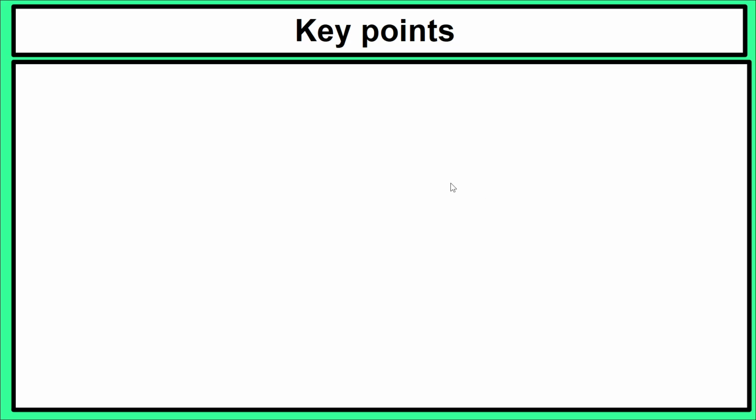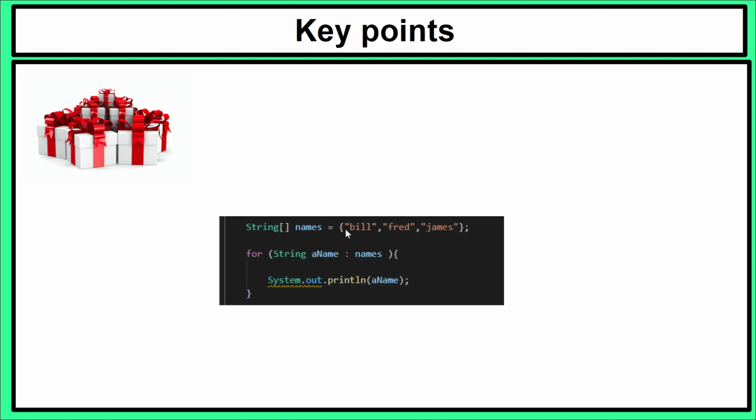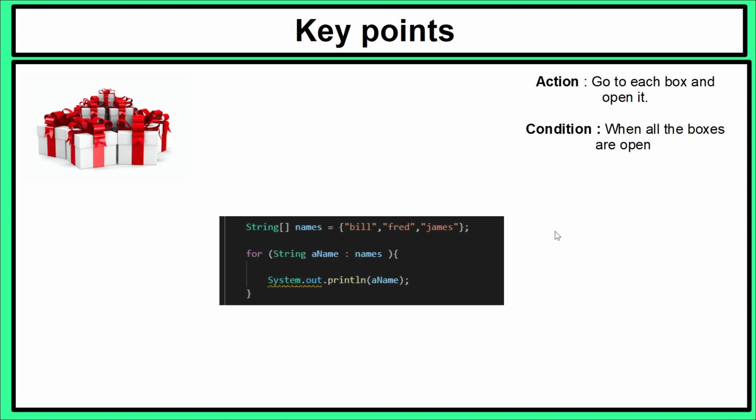Okay, so we're going to have a look at how we can map our real world example of a group of boxes to Java. So this is the Java code. Do you remember we want to go to each box and open it up? And then when all the boxes are open, that's our condition. That's when we end it. And we know that in this example there are 3 boxes.